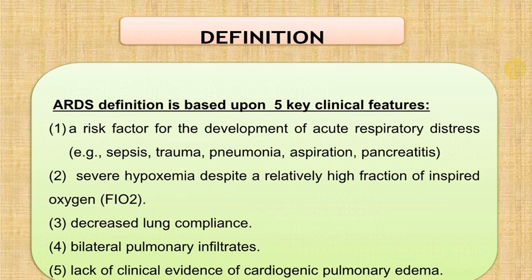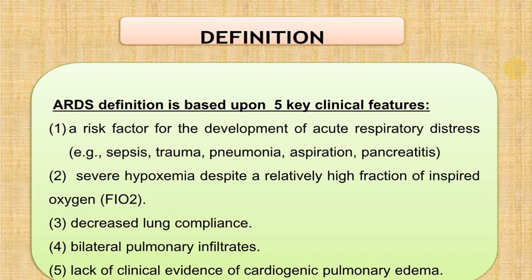So there are 5 clinical features in favor of ARDS. 1. A risk factor for the development of acute respiratory distress syndrome, that is sepsis, trauma, pneumonia, aspiration, pancreatitis. This comes topmost on the list. Because of that, it results in severe hypoxia, where a relatively high fraction of inspired oxygen, so FiO2, becomes high. There is decreased lung compliance. Bilateral pulmonary infiltrate is seen on X-ray. We call it bilateral pulmonary opacity, ground glass opacity, and there is no clinical evidence of cardiogenic pulmonary edema.